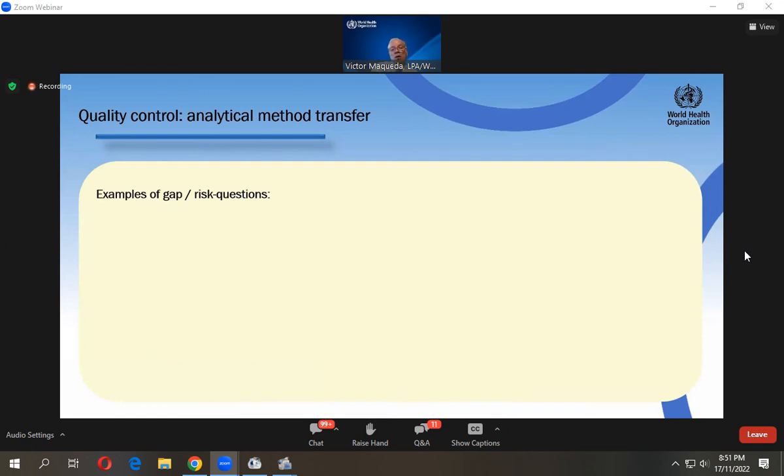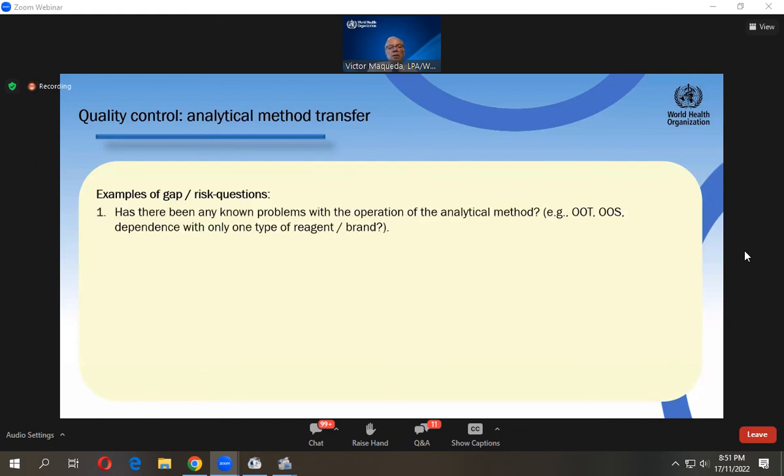Okay, so when you are involved in this analytical method transfer, you could ask these questions, which come basically from experience, right, of colleagues and myself. For example, has there been any known problems with the operation of the analytical method? So you need to understand the OOT, meaning the out of trend, and the OOS, the out of specification history, meaning to understand the full report, meaning what happened, which were the causes or the root causes, which was the CAPA, which were the corrective actions, if it had a recurrence or not. So the OOT and the OOS, very important.